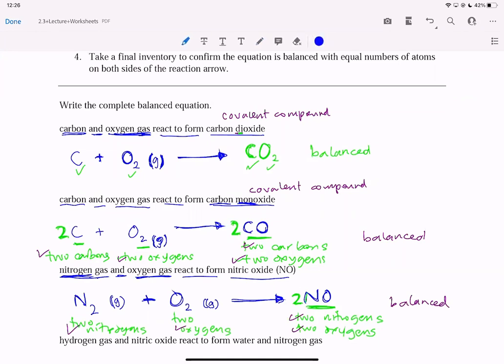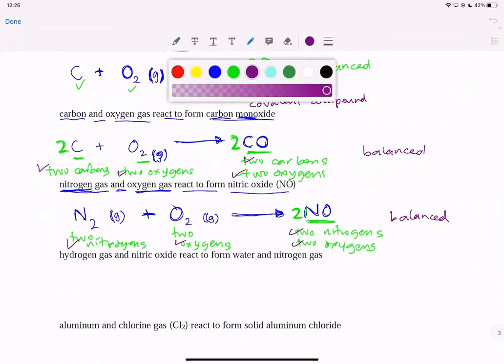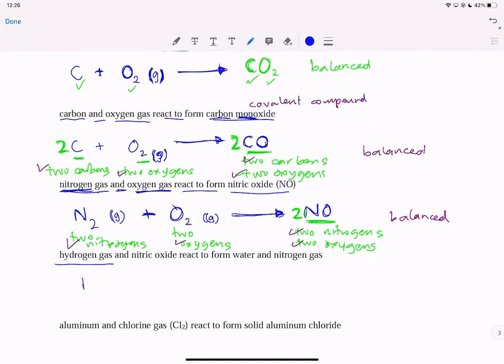Okay, so scrolling down here, I've got hydrogen gas and nitric oxide. So hydrogen gas is H, but it's diatomic, it's H2. Hydrogen is always one of those molecular elements. It's a gas, so you want to put (g). And then nitric oxide, that's the one that we just used up there. So I can use that again, NO.